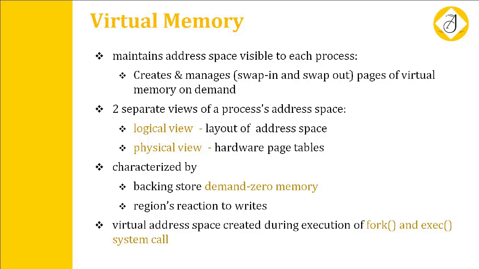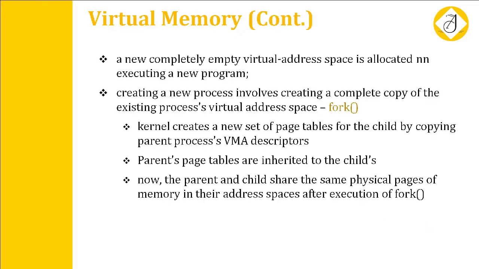And next, the kernel creates a new virtual address space when a process runs a new program with the exec system call, or upon creation of a new process by the fork system call. On executing a new program, the process is given a new, completely empty virtual address space, and the program loading routines populate the address space with virtual memory regions.